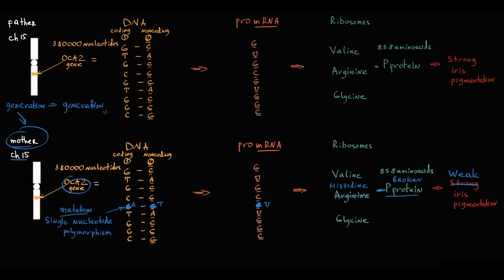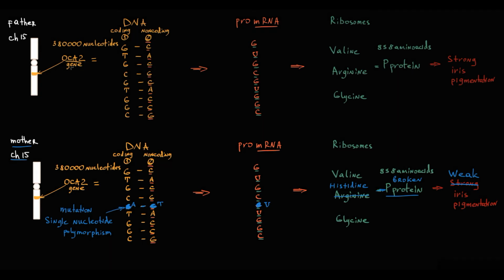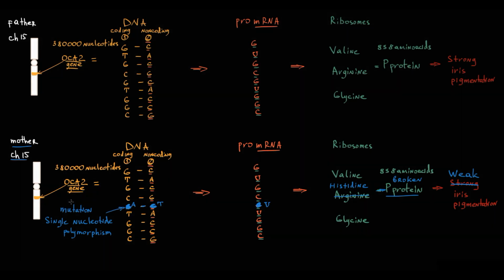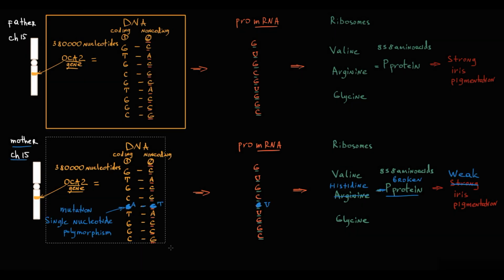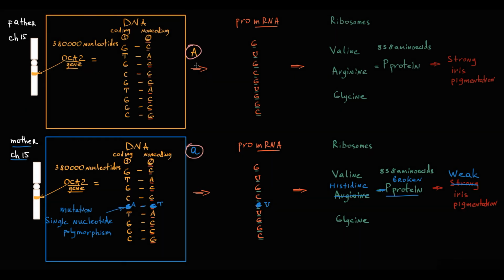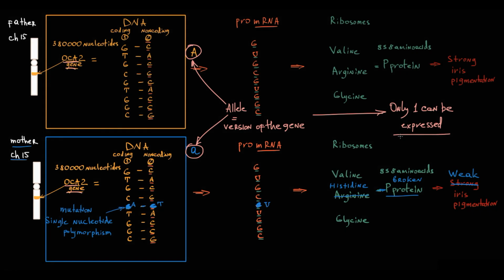So we have one OCA2 gene, let's call it the gene that encodes iris pigmentation, on 2 chromosomes. The sequence of nucleotides that forms this gene can be the same on both chromosomes, or it can be different. So basically we have 2 versions of this gene. Speaking in genetic terminology, we have 2 alleles of this gene, because an allele is a version of the gene, and only one version, so-called allele of this gene, can be used for protein production. Now we assume that all other proteins that are responsible for eye pigmentation function well.